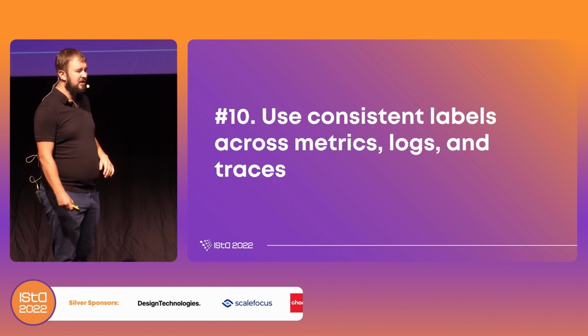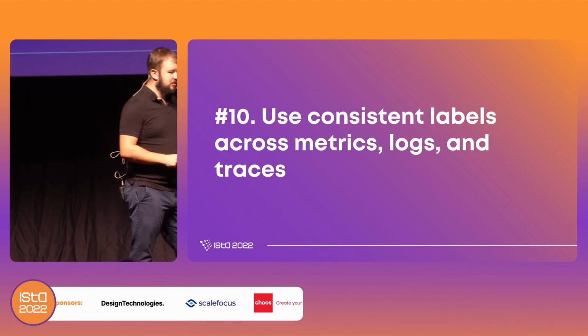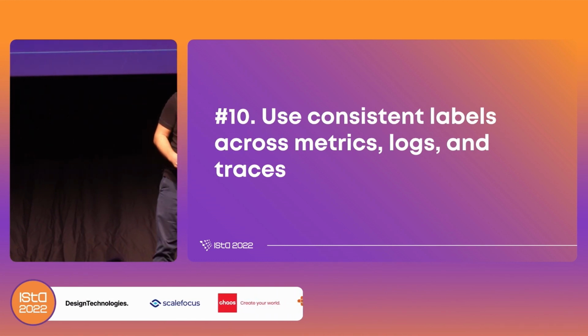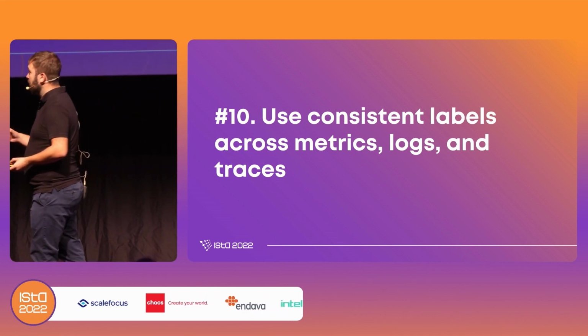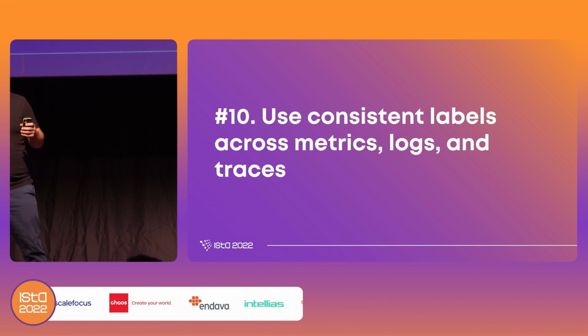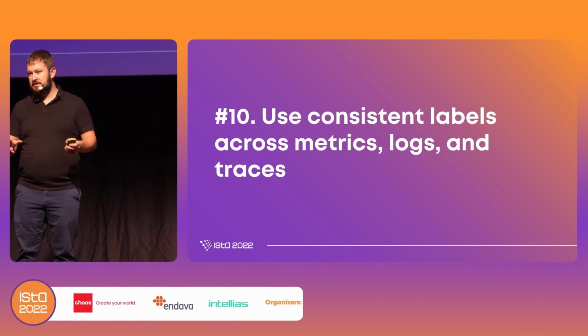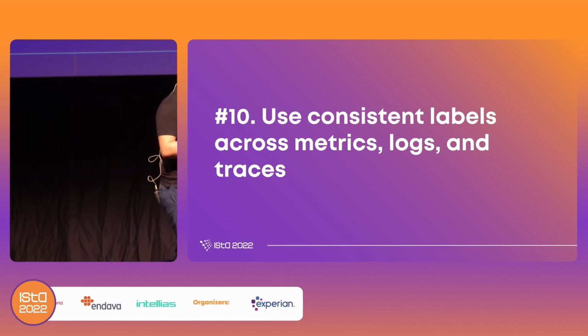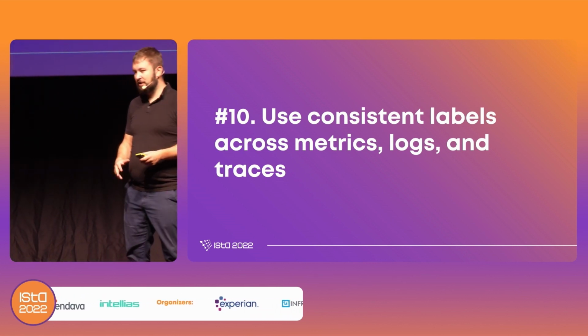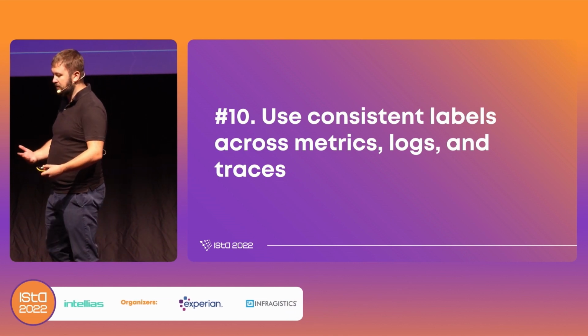Basically, it makes debugging easier. And my next recommendation is always add consistent labels across metrics, logs, and traces. So when you have, for example, the type of the search always added to your logging, with the same type of search in your metrics, in your logs, in your traces, this will allow you to cross-reference between the three.